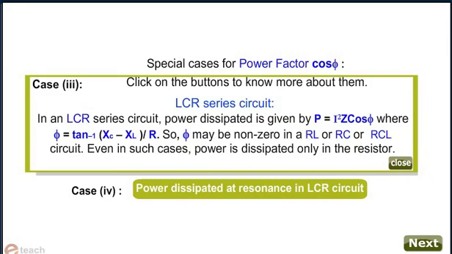LCR series circuit. In an LCR series circuit, power dissipated is given by the equation P equals I square Z cos phi, where phi equals tan inverse of Xc minus XL divided by R. So, phi may be non-zero in an RL or RC or RCL circuit. Even in such cases, power is dissipated only in the resistor.